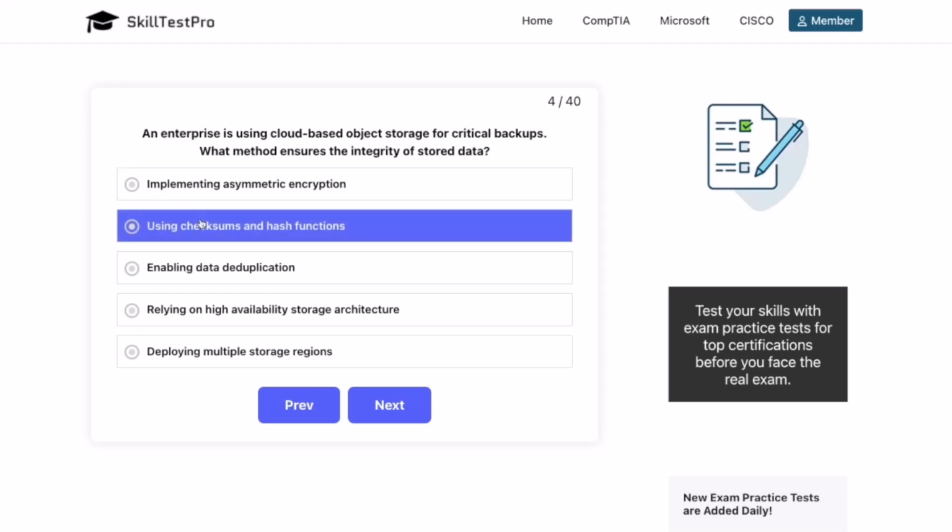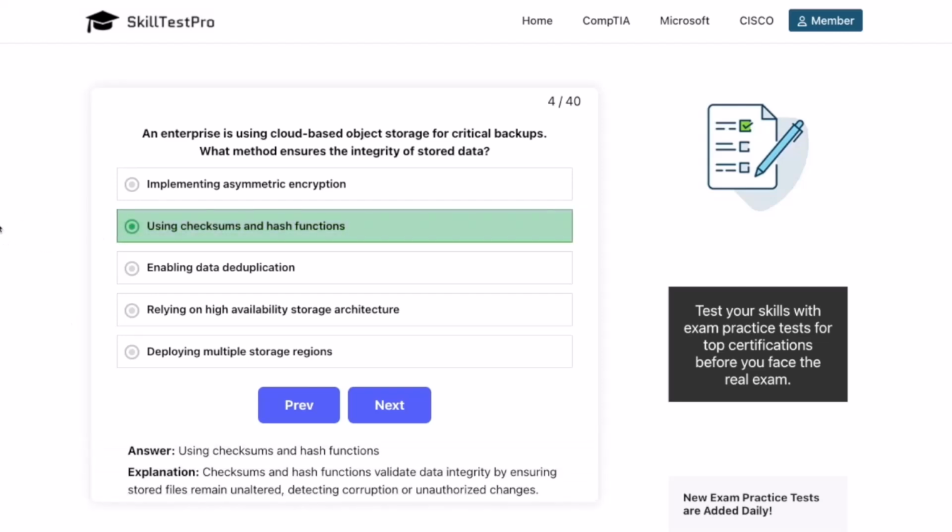The correct answer is using checksums and hash functions. Checksums and hash functions validate data integrity by ensuring stored files remain unaltered, detecting corruption or unauthorized changes.